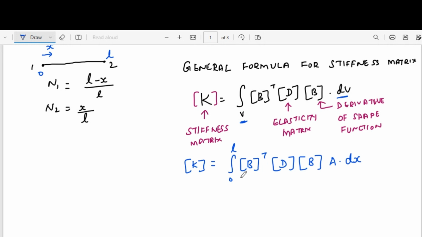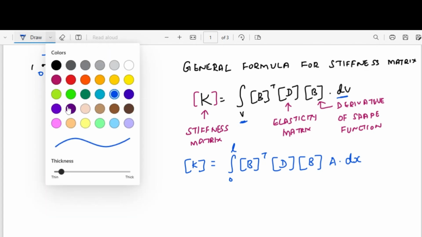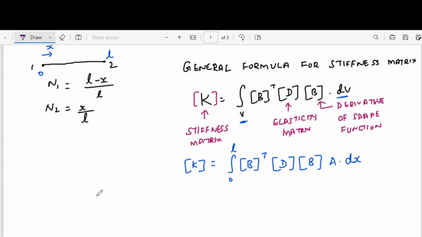So what we need to do is find each and every term of this, multiply, integrate, and get the value of the stiffness matrix K. That's all. It is only simple substitution. Fine. So let us try to do it.